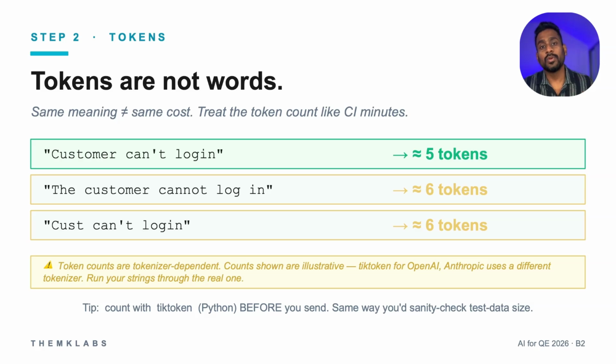And here's a habit I want you to build, right? Count with tiktoken before you send. It's the same instinct that you would use to sanity check the size of your test data. Treat the token count like CI minutes and you'll never be surprised by the bill again.